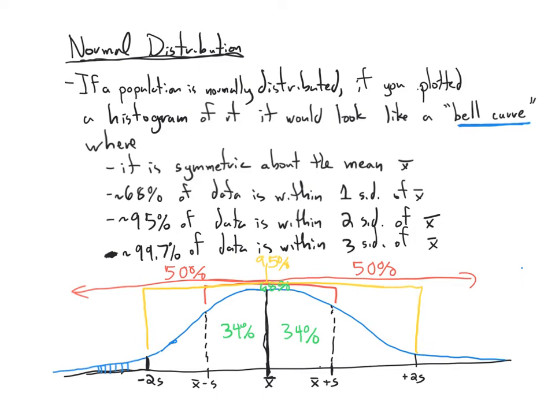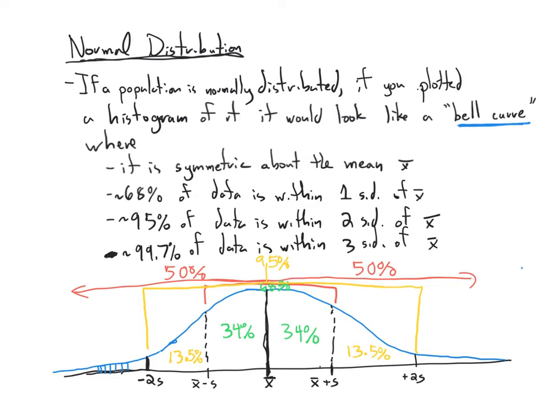Okay, so if there's 95% of our data in this area here, that means in one half there is 47.5% of our data, since it's a symmetric distribution. So here is 47.5% of my data. I already have 34% of it. So 47.5 minus 34 is 13.5%. So this is 13.5% in here on the other side as well.